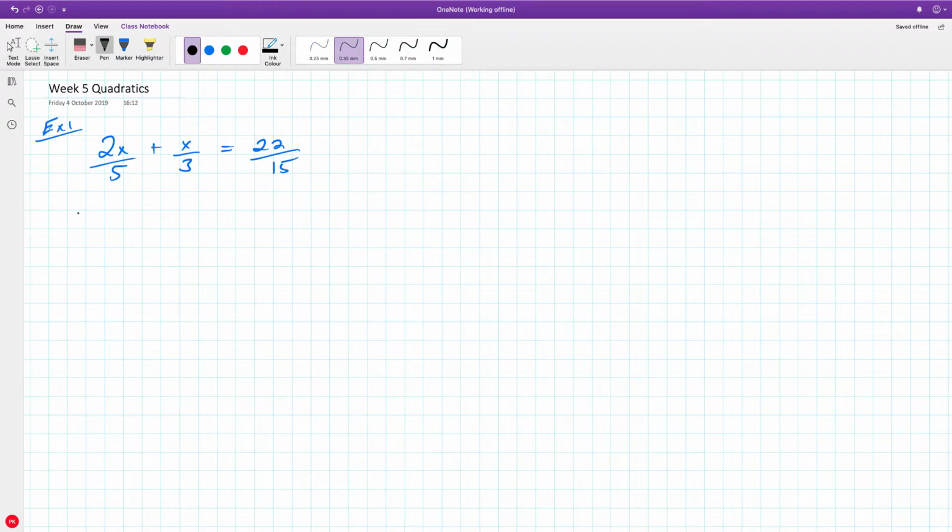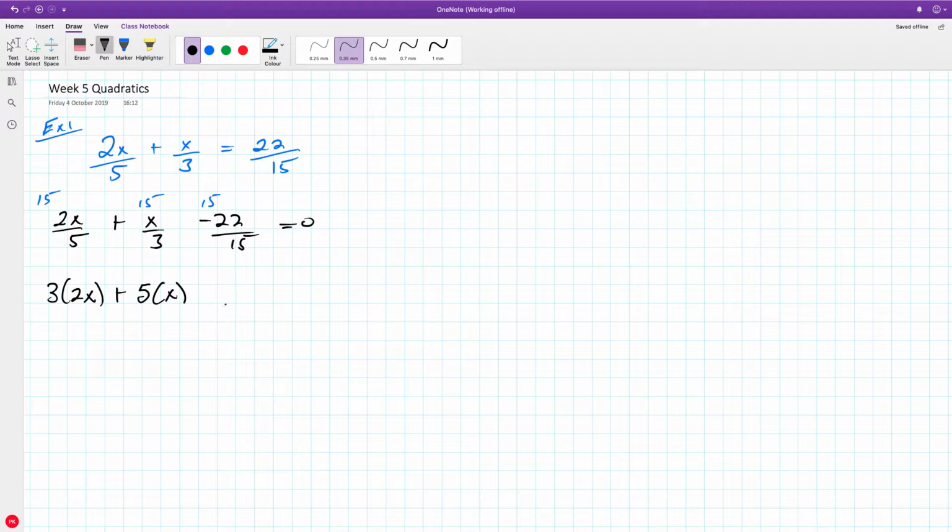So, first things first, move everything to one side. 2x over 5 plus x over 3 minus 22 over 15 is equal to 0. Right, what's the lowest common multiple of 5, 3, and 15? 15. 5 into 15 goes 3 by 2x. Plus 3 into 15 goes 5 by x. 15 into 15 goes 1, plus 1 times minus 22 is equal to 0.